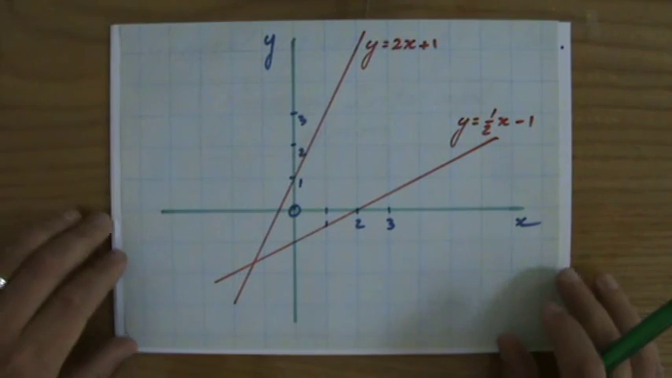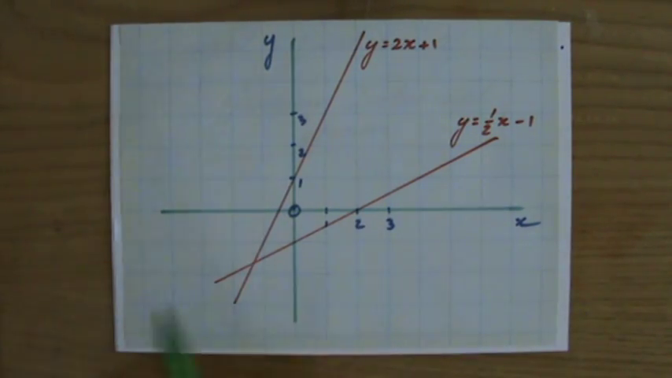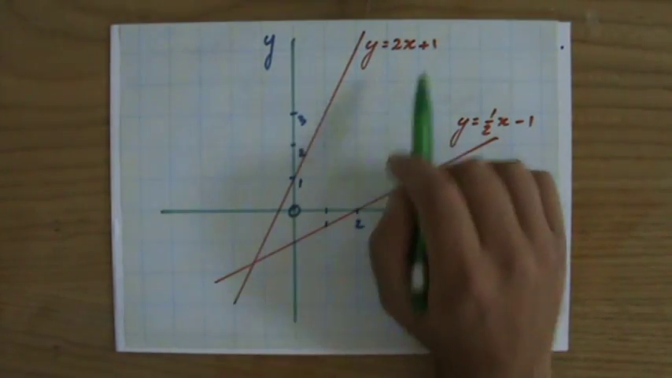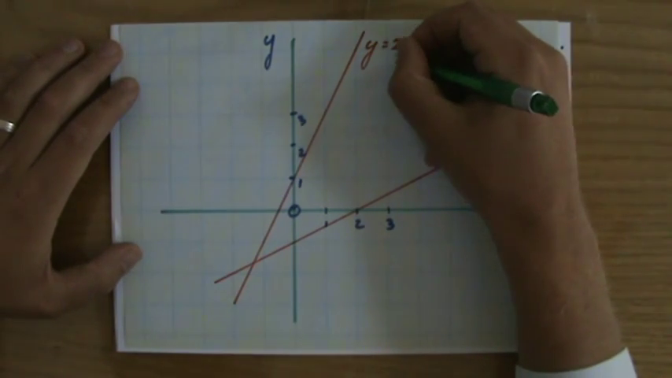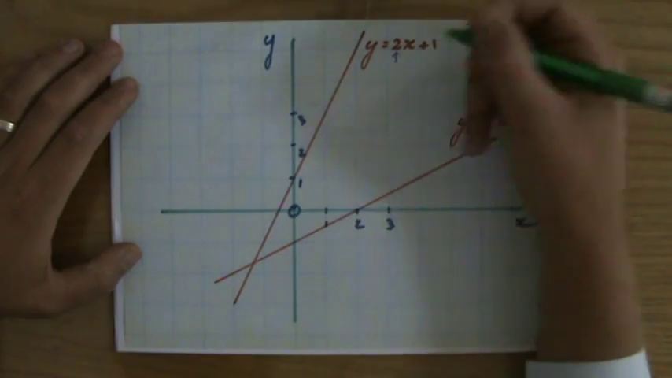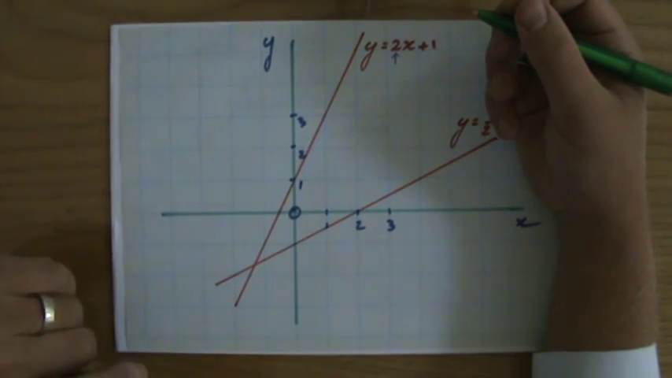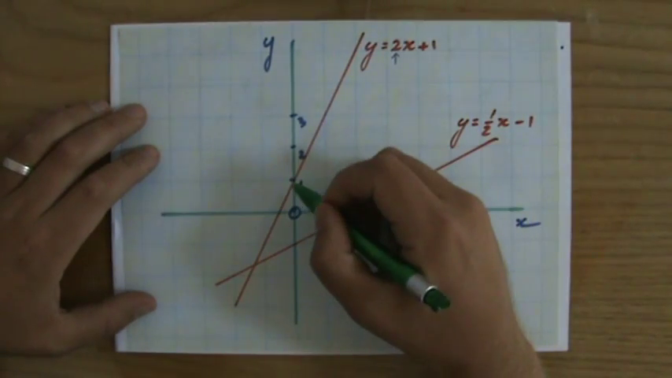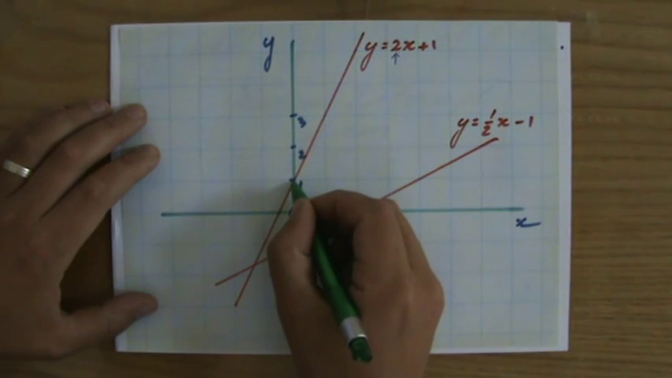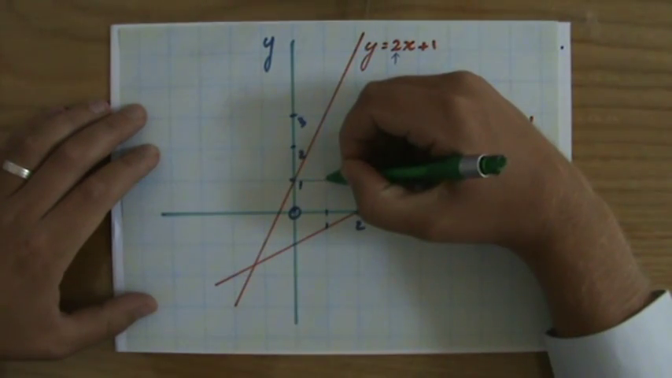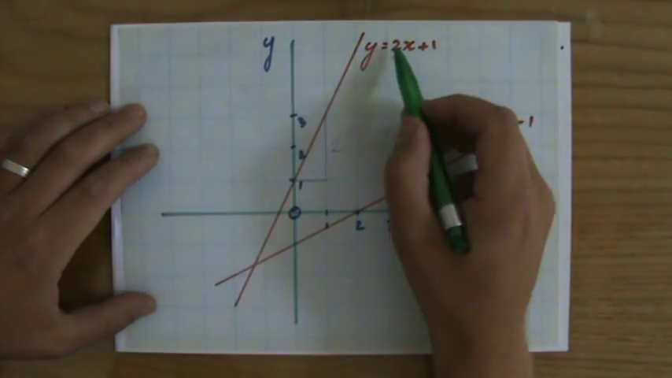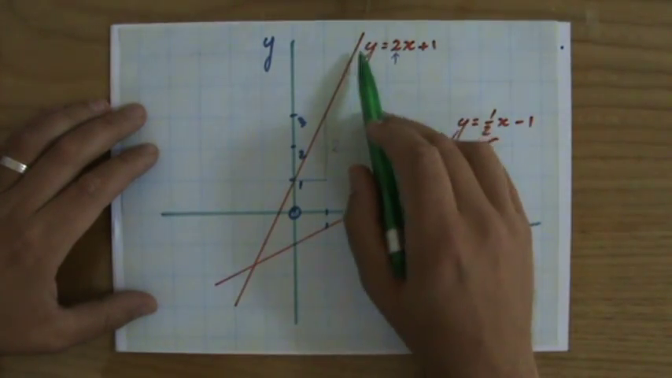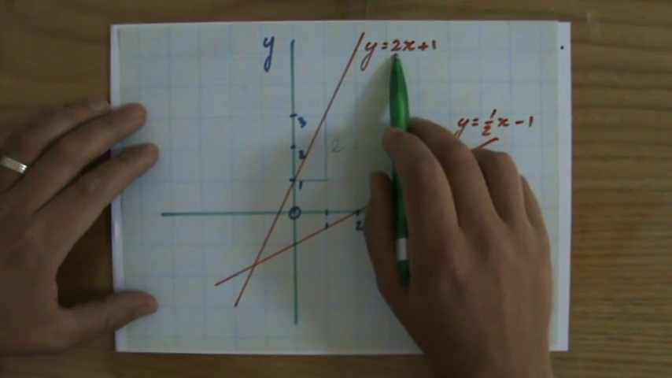Now I've drawn 2 more lines over here. Let's have a look. Y equals 2x plus 1. Now, the coefficient of my x, 2, I've just said that is the gradient. Is that correct? If I go 1 step to the right, then I'd have to go 2 steps up. And indeed, it is 2. So the gradient of my line is 2, which is the coefficient of x.